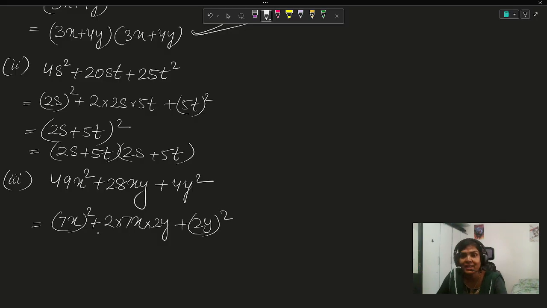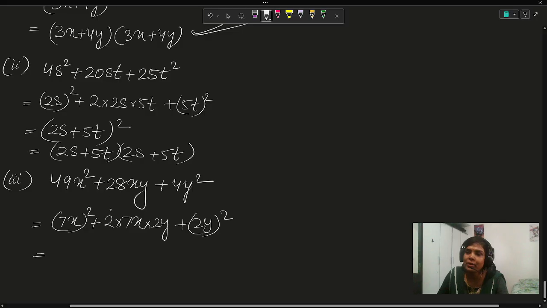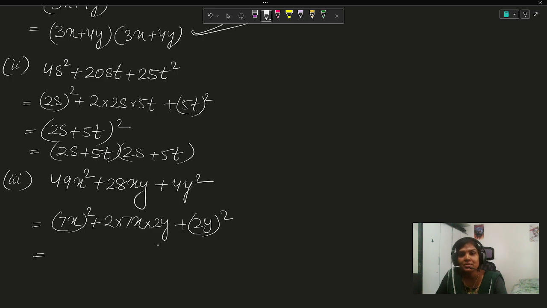Are you getting what I said? The middle term, when you multiply each part, you get 28xy. That's why this is the correct format we can write. For your understanding, I am writing the steps so that you will understand better. So you can see the step I wrote is a square plus 2ab plus b square. Whose formula is that?